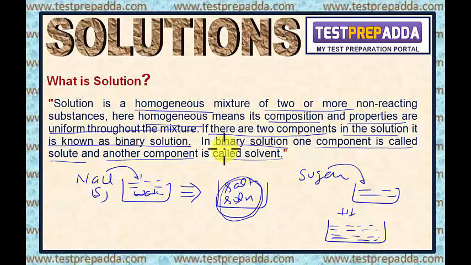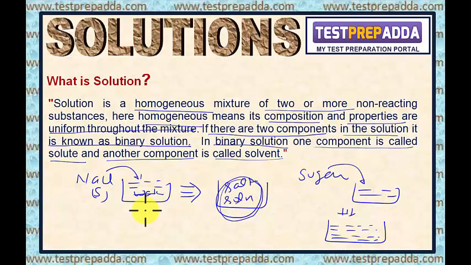Here we have written that in binary solution, one component is solute and another component is solvent. Now question arises, in a mixture, how do we decide which component is solute and which component is solvent? Many of you, if I ask you what is solvent, you may say that solvent is that component which dissolves the solute. And if I ask you what is solute, you may say that solute is that component which is dissolved in the solvent.